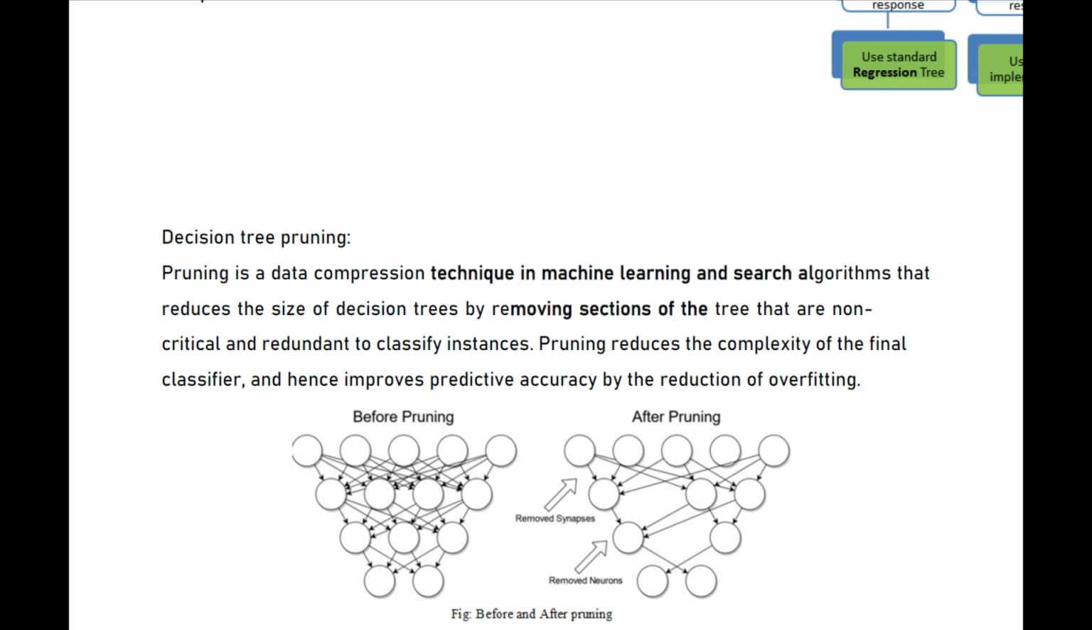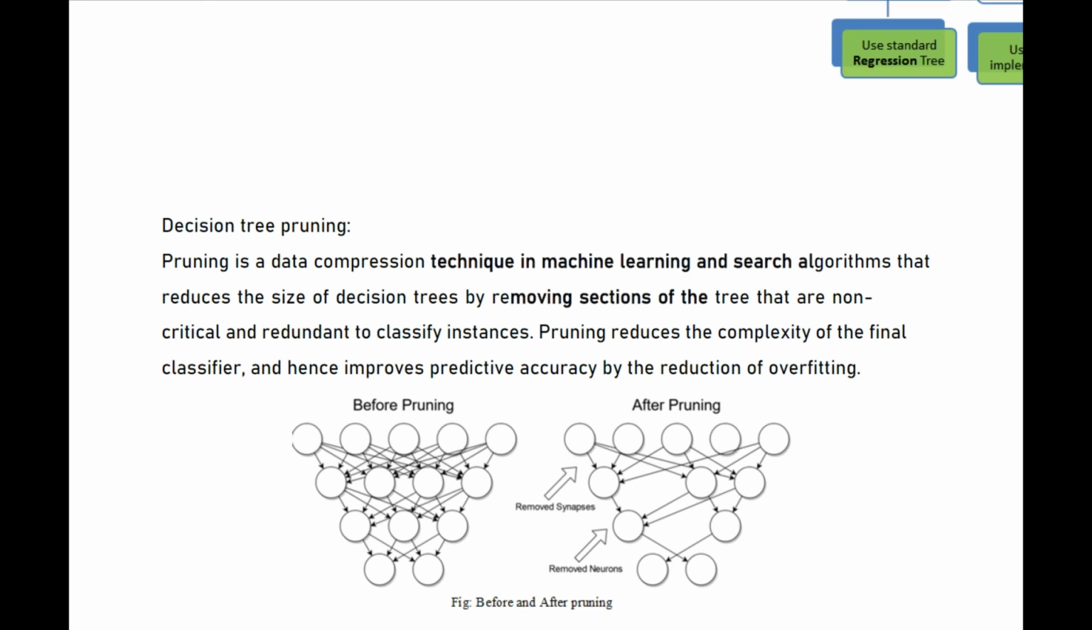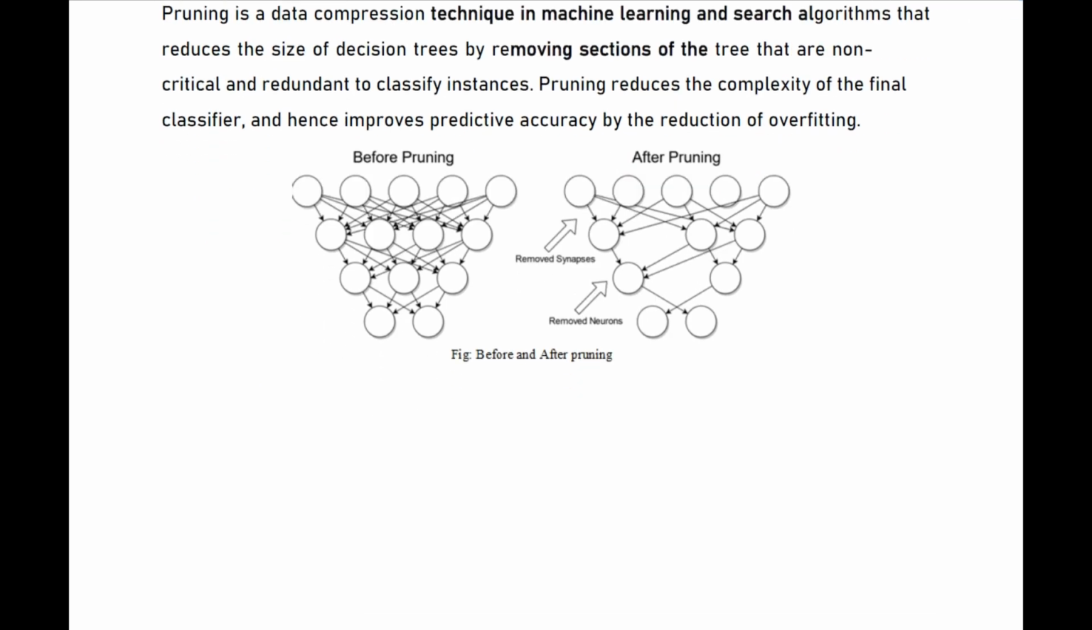Here it reduces the size of the decision tree by removing sections of the tree, the non-critical and redundant classification instances. Pruning reduces the complexity of the final classification. It improves the predictive accuracy and reduces the overfitting problem. Here are some examples. All nodes are connected. Here some nodes are removed.